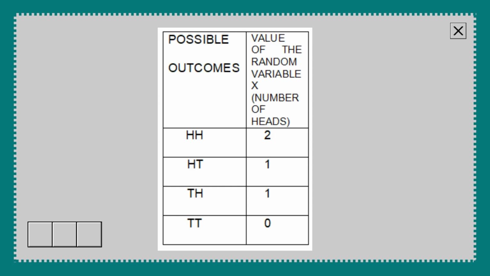As you can see on the screen, we put it in a table form, where our possible outcomes are heads-heads, head-tails, tail-heads, and tail-tail. And the other side has the value of the random variable x, or the number of heads.